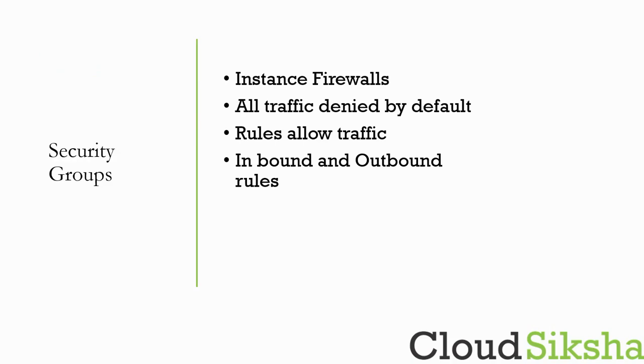First, let's look at security group. So, what's a security group? A security group can be seen as an instance firewall. So, in front of the EC2 instances, we have a firewall. In front of RDS instances, we have a firewall. And this firewall is called a security group in AWS.